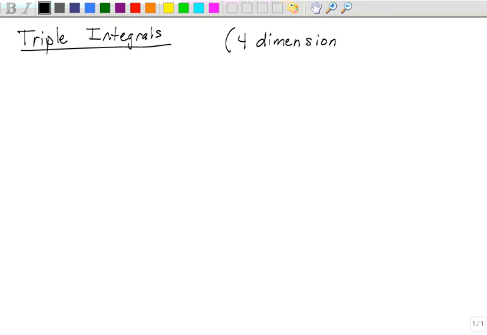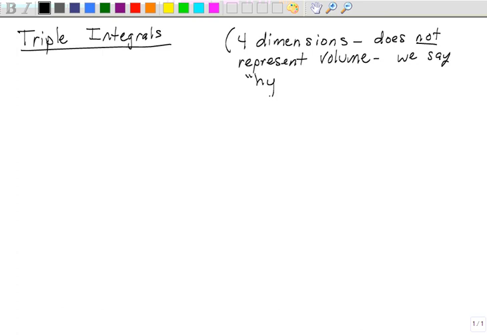Now we'll look at triple integrals. These are going to be in 4 dimensions, so we can't picture them. It doesn't represent volume in general. Volume is in 3 dimensions; we say hypervolume in 4 dimensions.